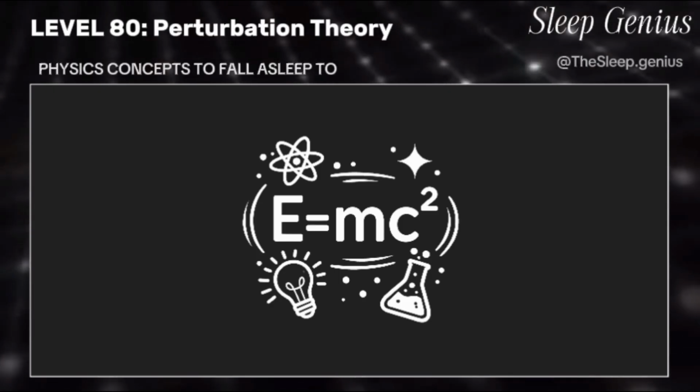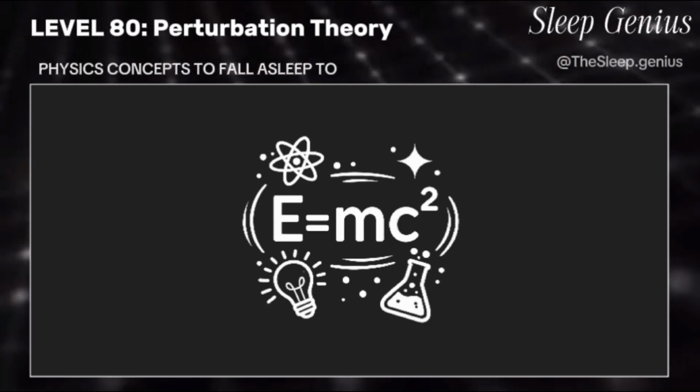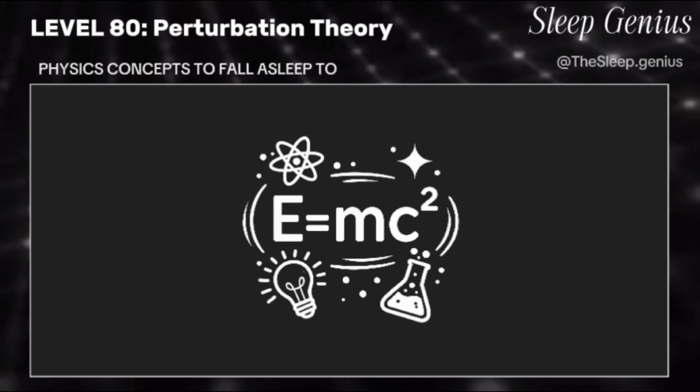It shows that complex systems can be understood by studying small changes. The method teaches us patience, careful observation, and step-by-step problem solving. Perturbation theory turns uncertainty into manageable understanding.